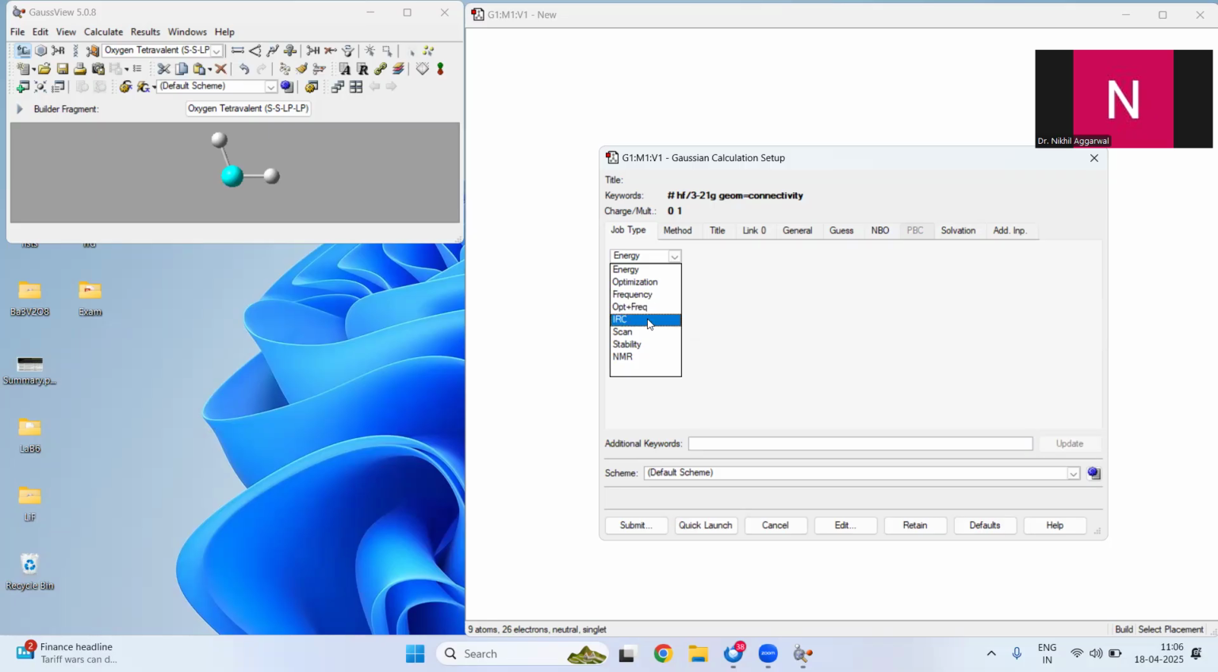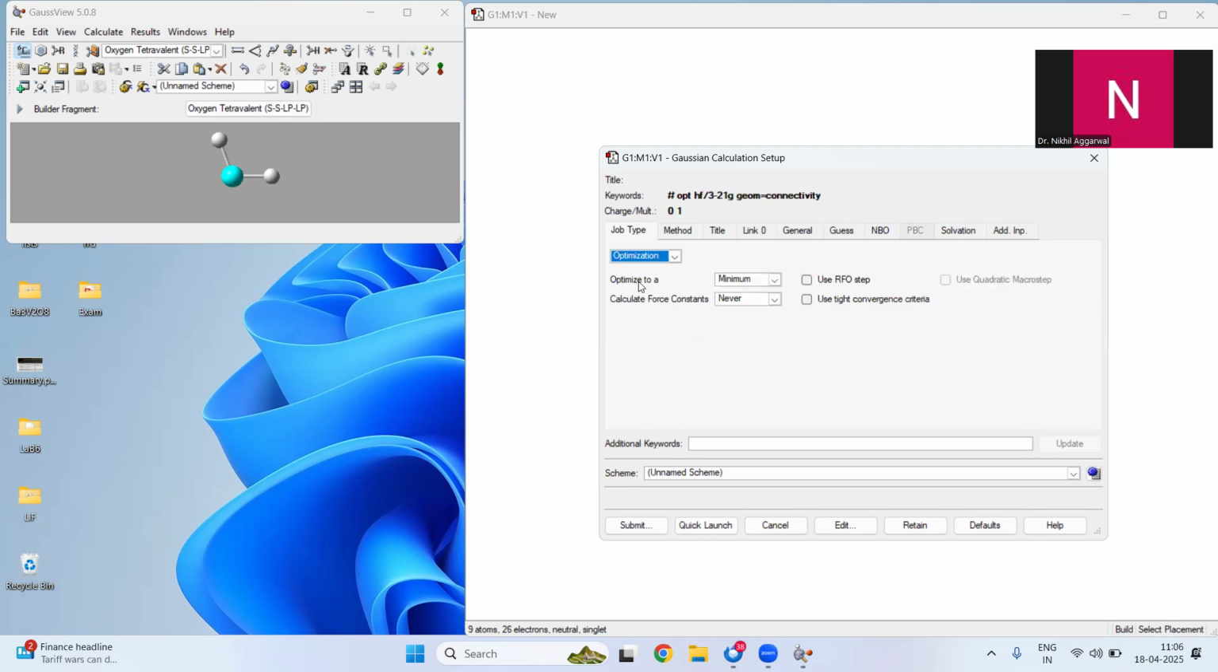IRC is the reaction coordinates. When we move on to the reaction thermodynamics, we'll see the scanning option over there. Stability, leave that. NMR stands for the NMR spectrum calculation. So we will explore all of them one by one. I'll first start with the optimization. So click onto the optimization.